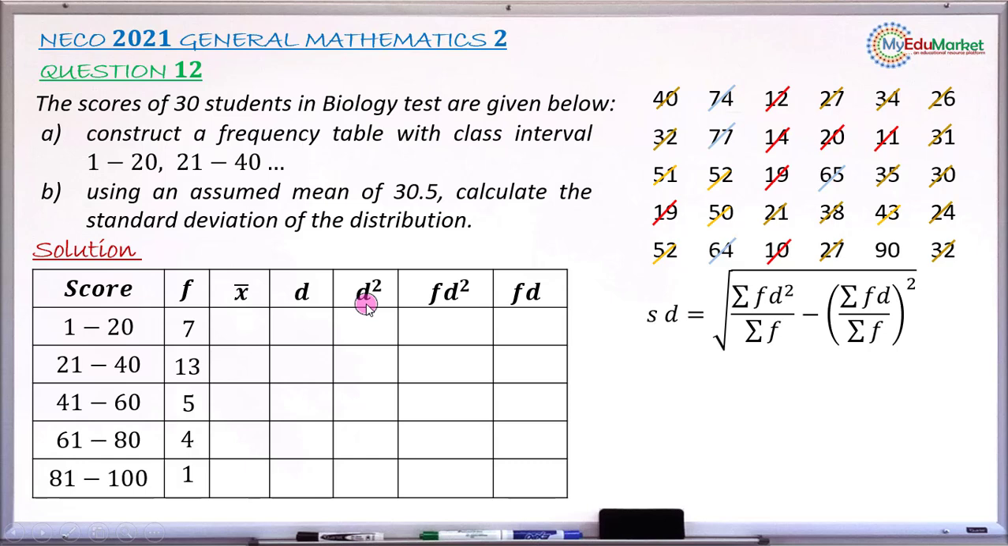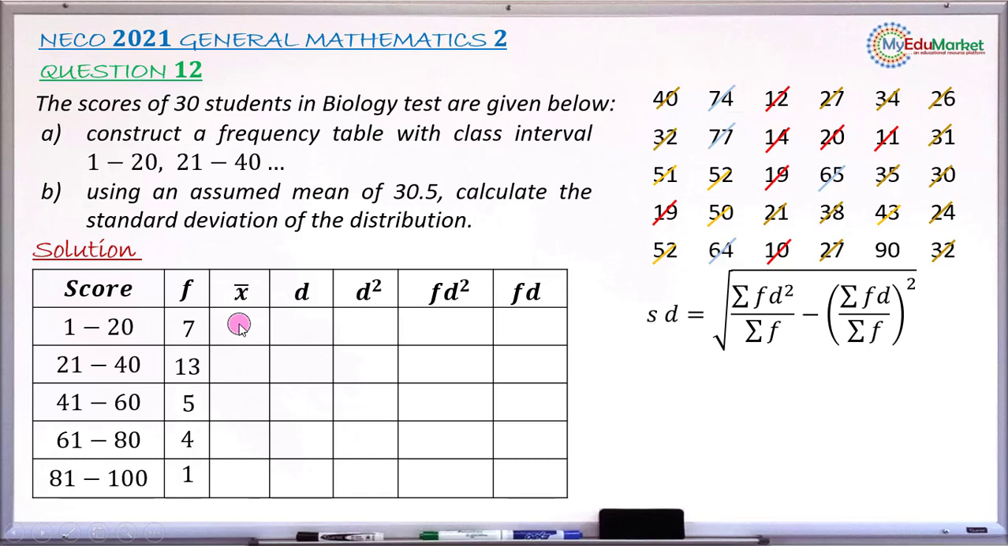Then I can now have a column for D square, then FD square, then my FD. These are the columns that I have introduced that I have to get to before I come back to my formula. So starting with the class mid value, that is the X bar.